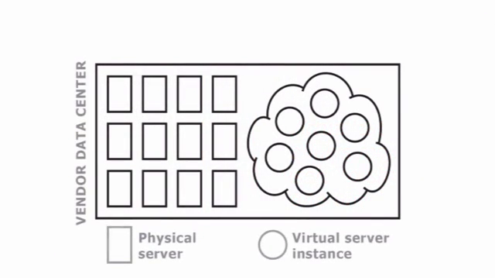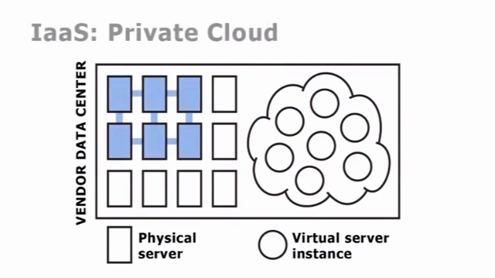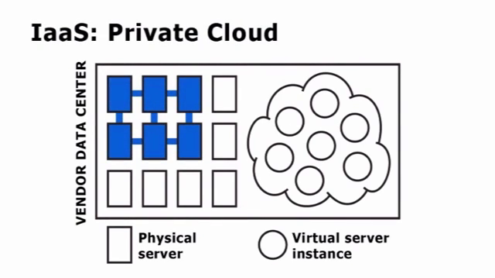Depending on the types of servers involved, IaaS comes in 4 categories. Firstly, there is the most secure and costly option of the private cloud, which is where a specific number of physical servers are dedicated to one customer.